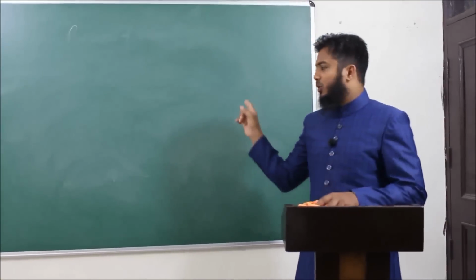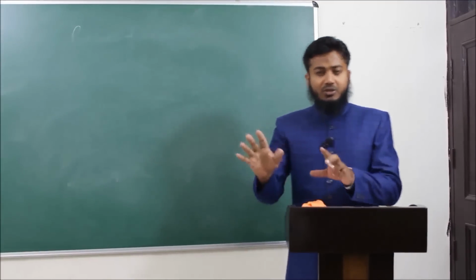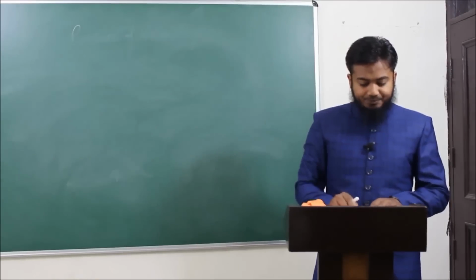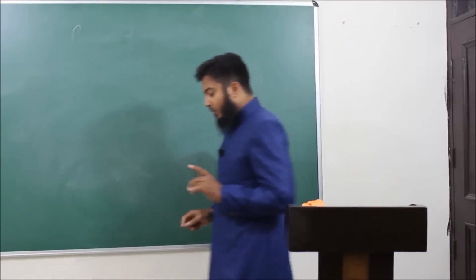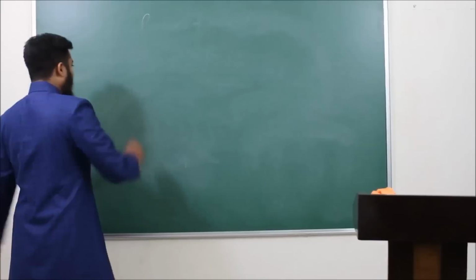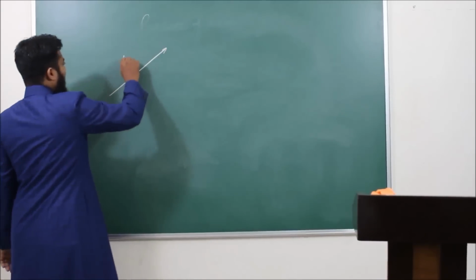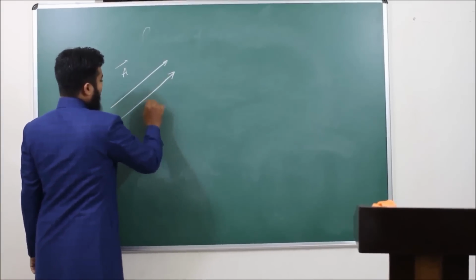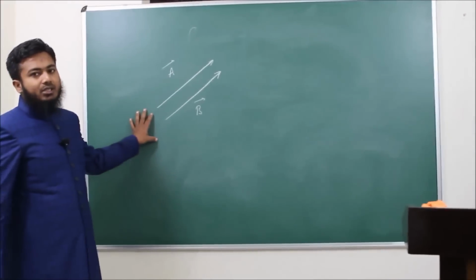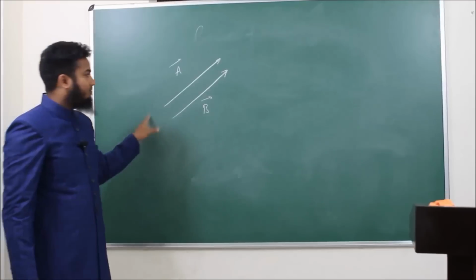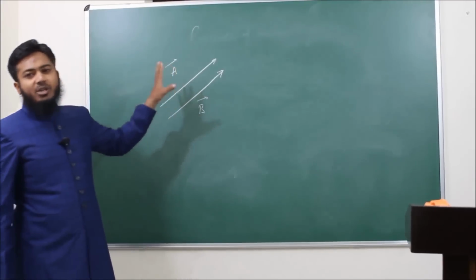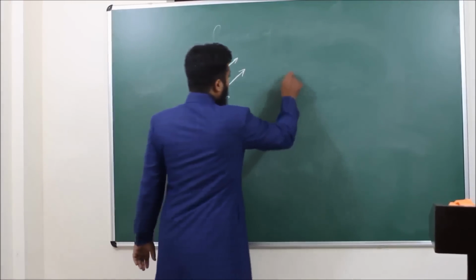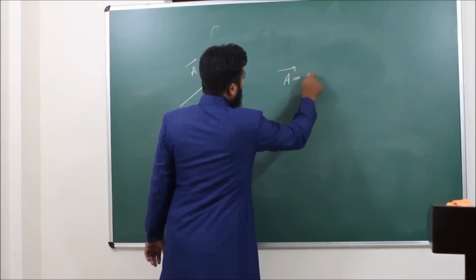If you want to note anything from the blackboard, you can pause the video and note down anything that is required to you. Now, two vectors in the same direction and of equal length. Say this is a vector A, and there is another vector in the same direction and of equal length B. These two vectors are equal. दोनों की length same है, दोनों same direction में हैं. Then these two vectors are equal vectors. We can write A is equal to B.